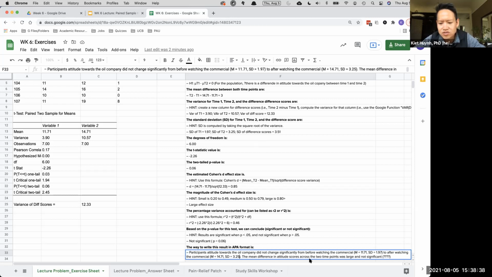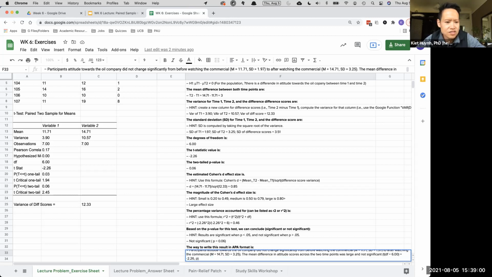The mean difference in attitude scores across the 2 time points was large and not significant. So the T value here, T with degrees of freedom equals 6, and T value equals negative 2.26. P value equals 0.06, and Cohen's d equals, what's the Cohen's d value? 0.85.